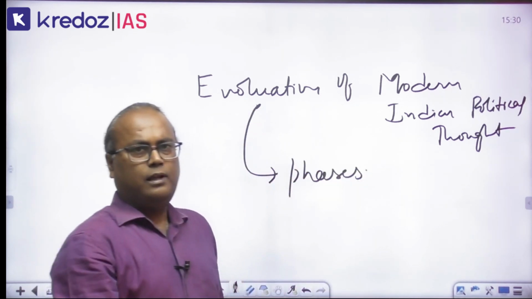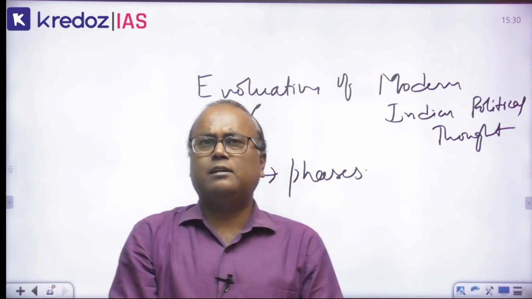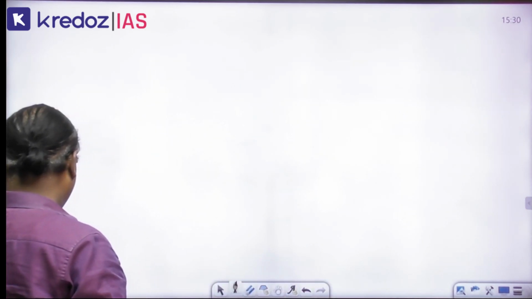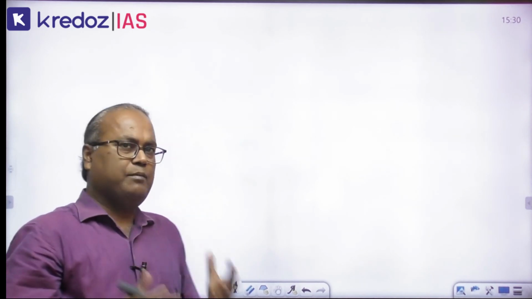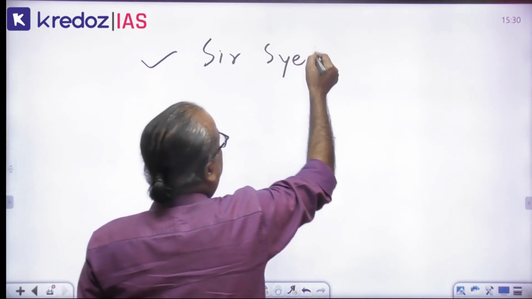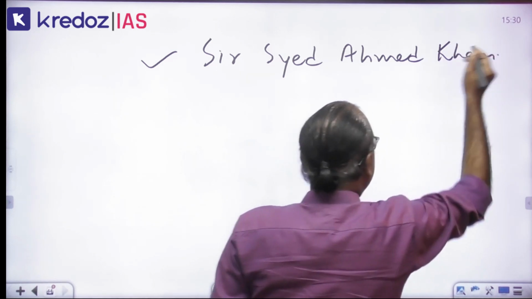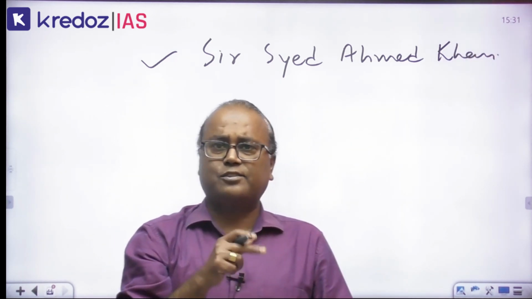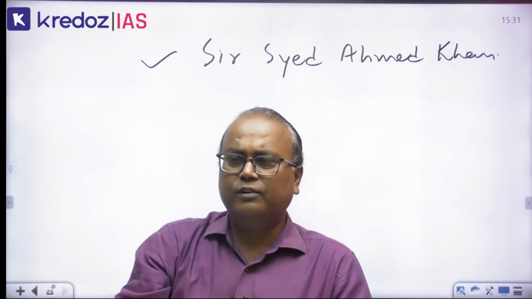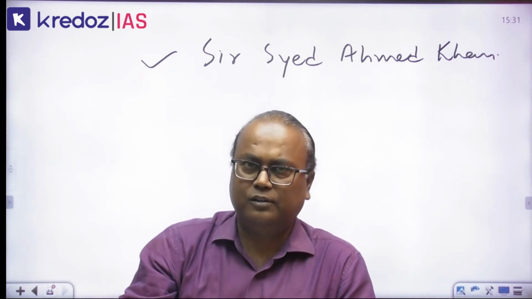So, phases. Now, one by one, we are going to discuss some of the modern Indian political thinkers, like Sir Syed Ahmad Khan. Okay, this part of the PSIR syllabus is going to be helpful not only for the history part, but also for your ethics, that is GS paper 4.